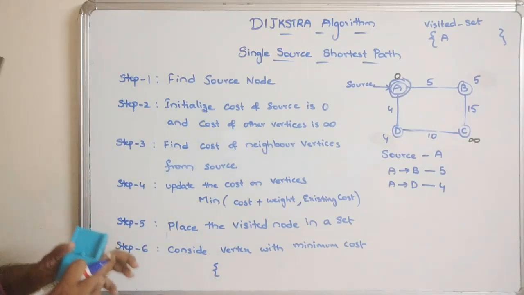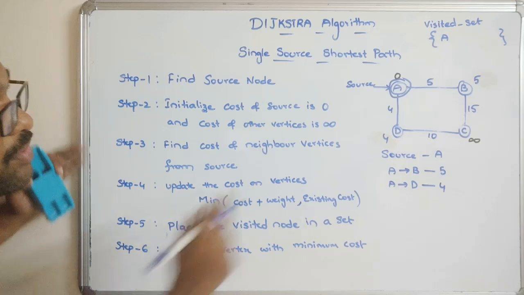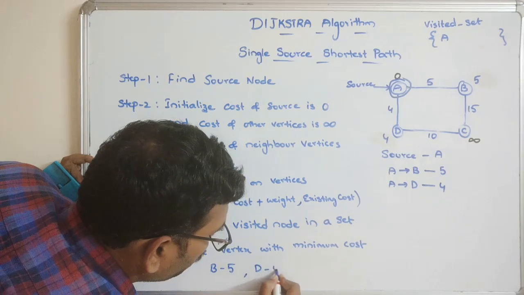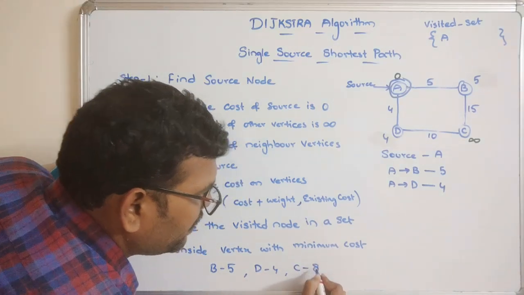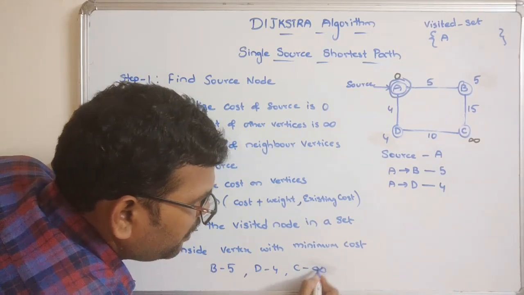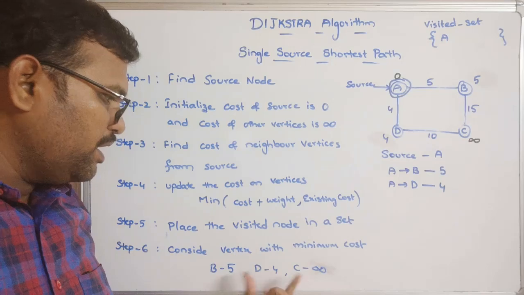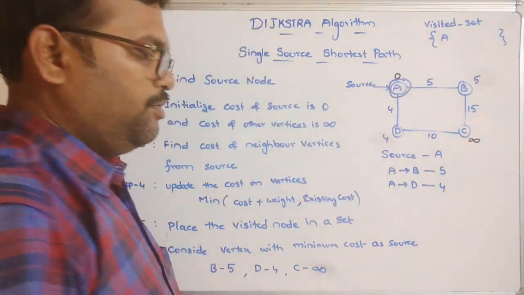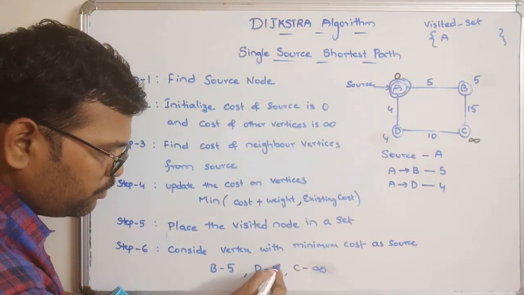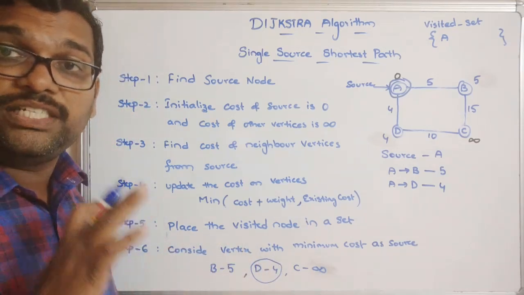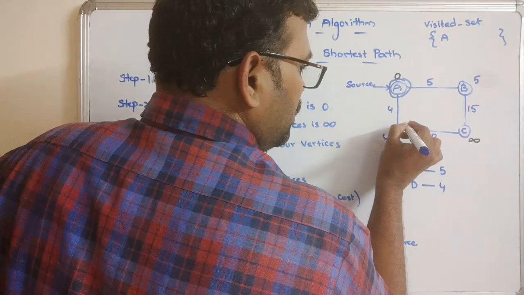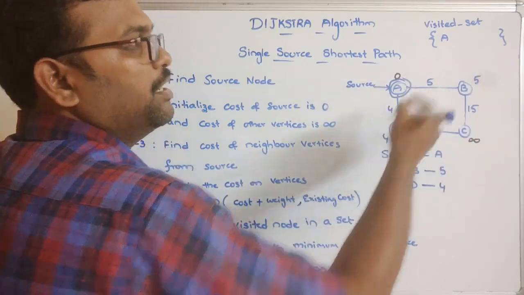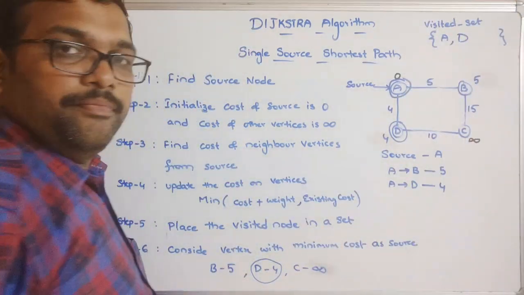So here we can have B with a 5 cost, D with a 4 cost, and C with infinity. So among these we have to find out the minimum cost as a source. Now we can select that one. So among these we can simply say D with a cost 4, which is the minimum. Now consider this one as visited, because this is the shortest cost among these 3. So now add it here, A and D.